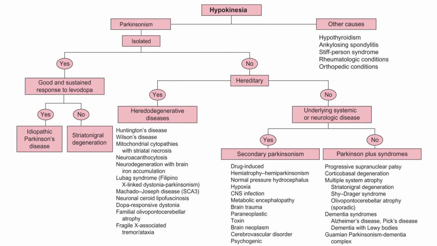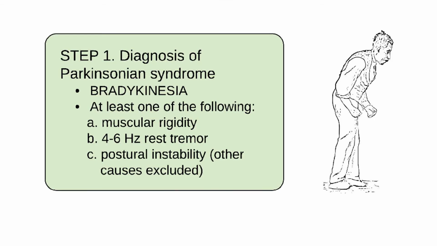First, once these are ruled out, next we will go to something known as Parkinsonism. So what is Parkinsonism? Parkinsonism can be diagnosed by characteristic bradykinesia, which is slowing of movement, with at least one of the following: muscular rigidity, 4 to 6 Hz rest tremor, and postural instability. So bradykinesia present with one of the three of the following, that is muscular rigidity, a rest tremor, and postural instability, we can say that yes, it is a Parkinsonian syndrome.